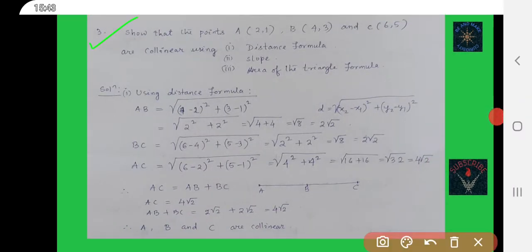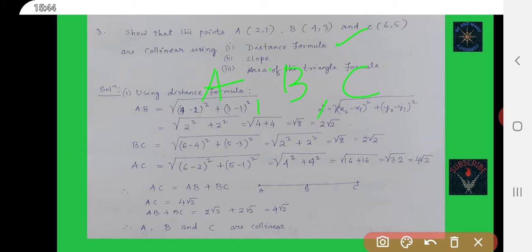Example 3. Show that the points A, B and C are collinear using the distance formula, slope and area of the triangle formula. So first, the distance formula. Here three points A, B and C are given.